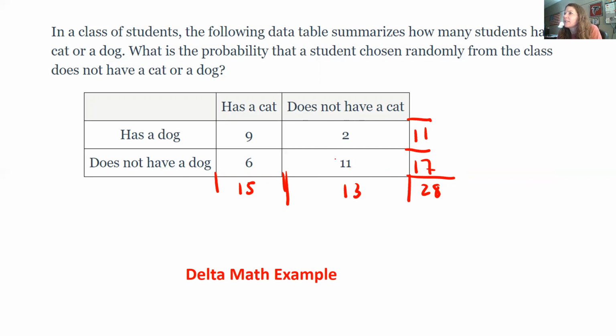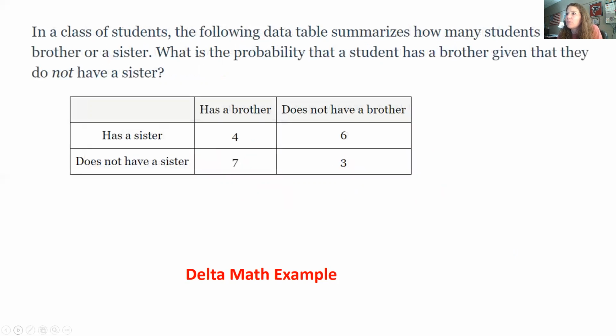That is kind of like an and question. It says or. So we could rephrase it: does not have a dog and does not have a cat. So we're looking at joint frequency. So 11 out of 28. I'm not sure on Delta Math, you're either going to leave it in fraction form or write it as a decimal. It'll give you the directions. All right. And then one more to look at.